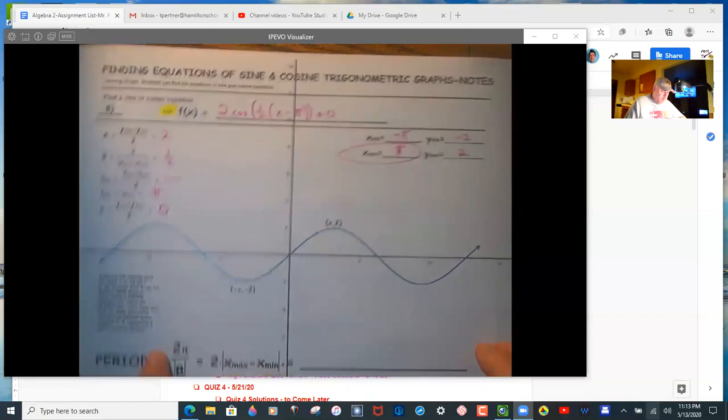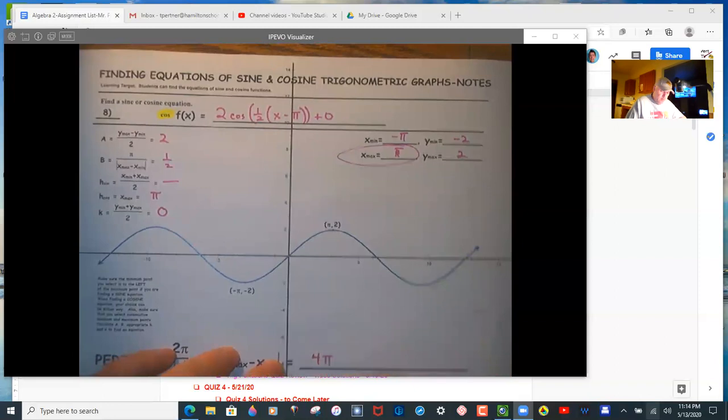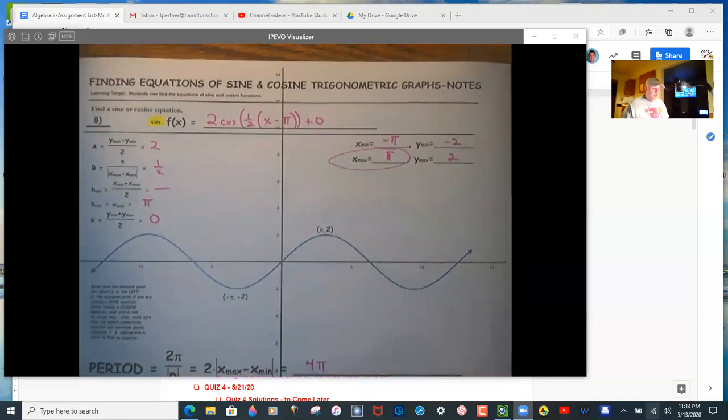Okay, and then this will be 2 pi over 1/2. This will be 4 pi. 2 over 1/2. Okay, and then that's the end of this. And now you have 8 problems to do. Just be careful over here.